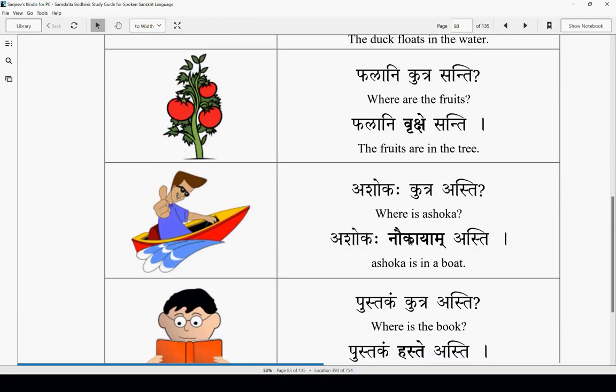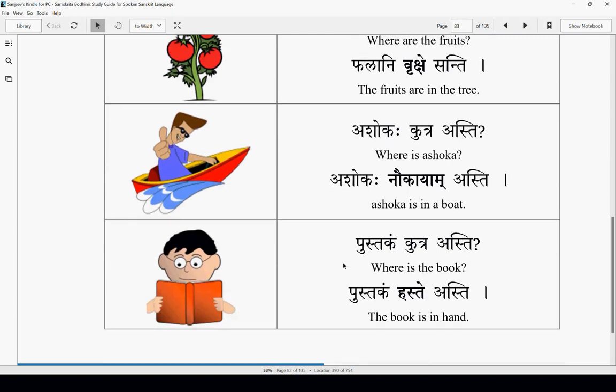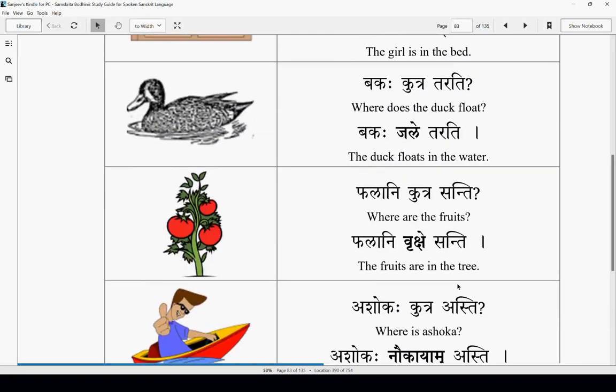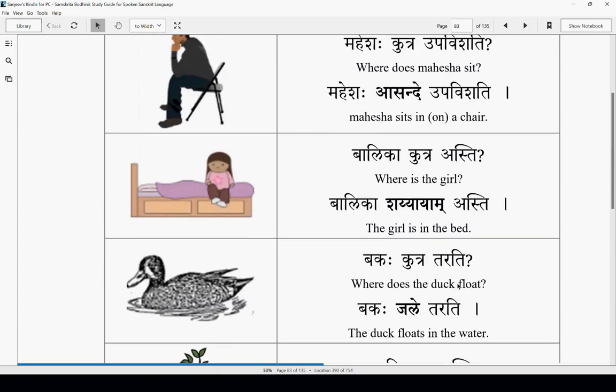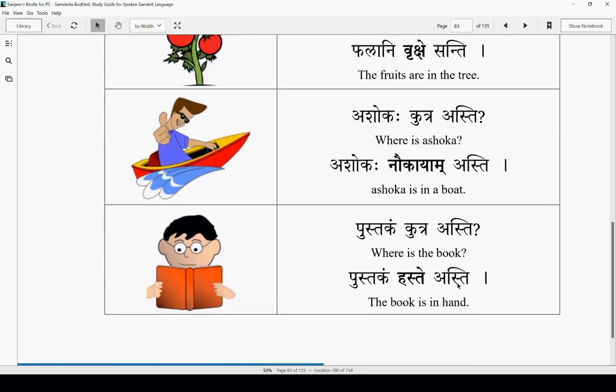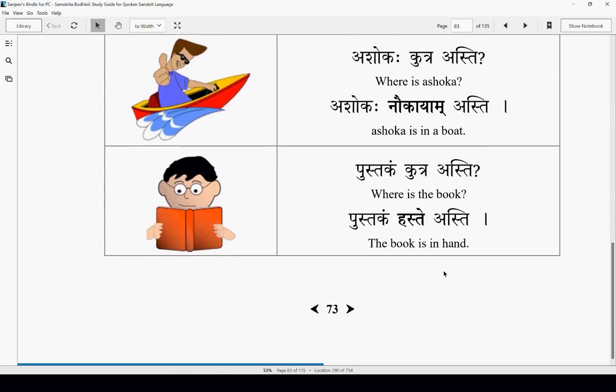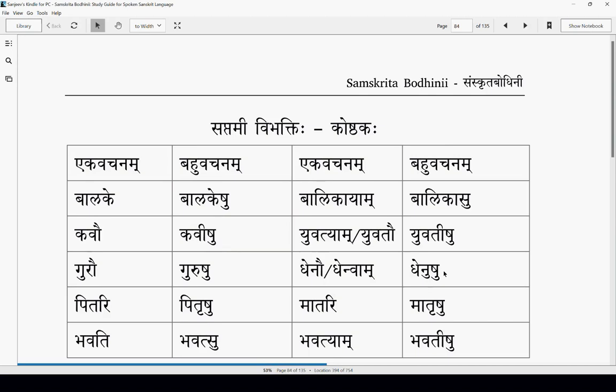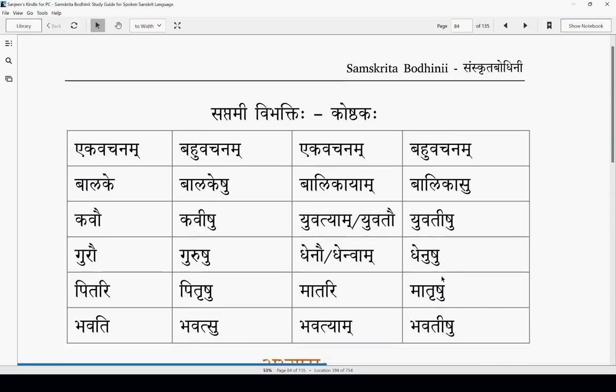Then ashokaha kutra. Again, this one nauka is strilinga. Ashoka naukayam asti. You can also say ashoka naukayam upavishati. Pustakam kutra asti, pustakam haste asti. Now, here we didn't take an example of dirghayikaranta strilinga shabda, like nadi, examples given here.